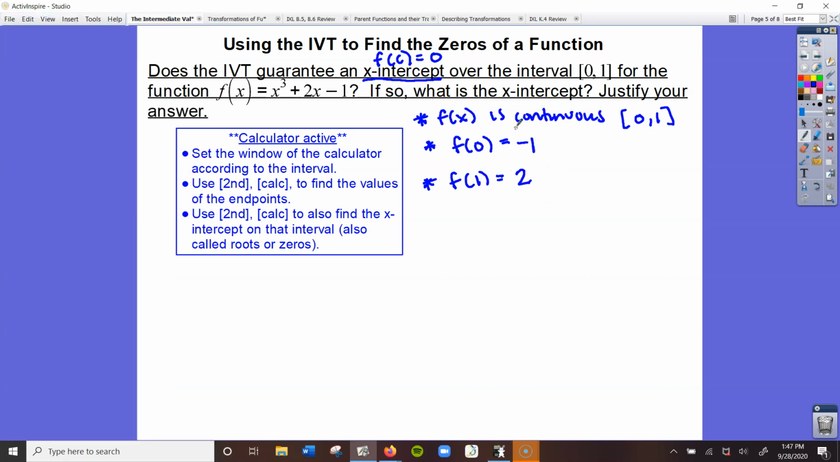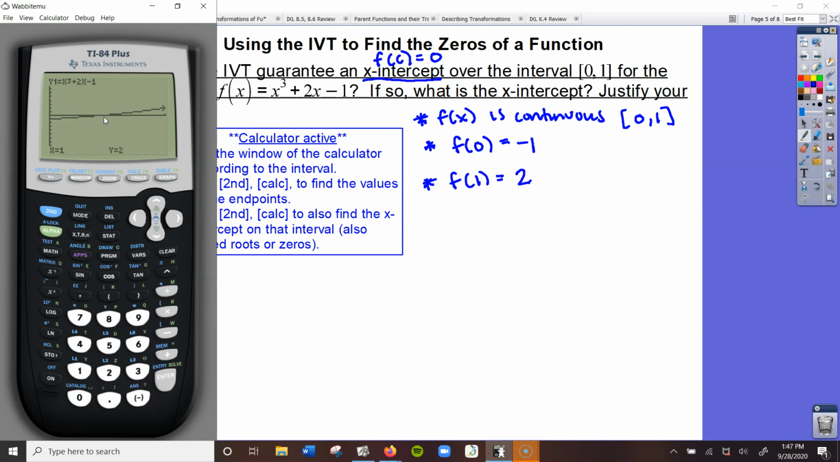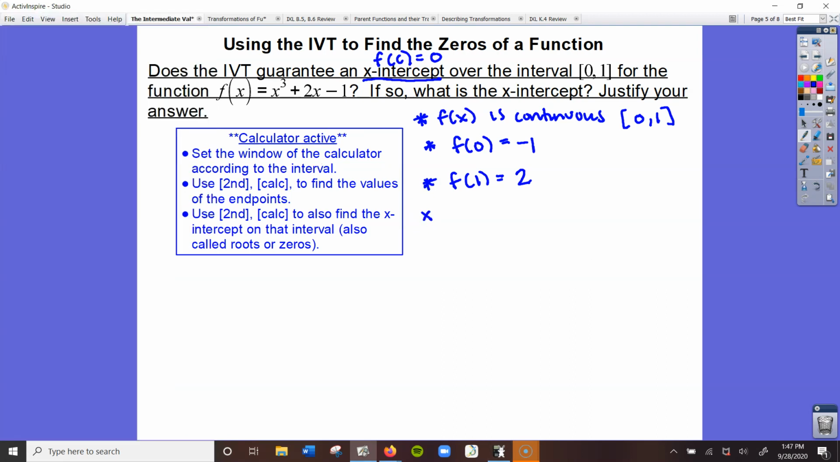Now here, since one value is negative and the other value is positive, that means it crossed the x-axis, and so we do have an x-intercept. And when you look at the graph, you can see that we have an x-intercept right here. It's when it changes from negative to positive. So I can now follow this up and write f of c is equal to 0 is between f of 0 and f of 1.